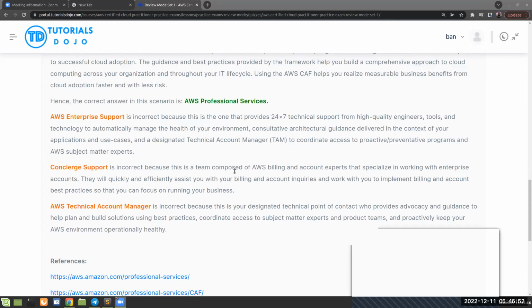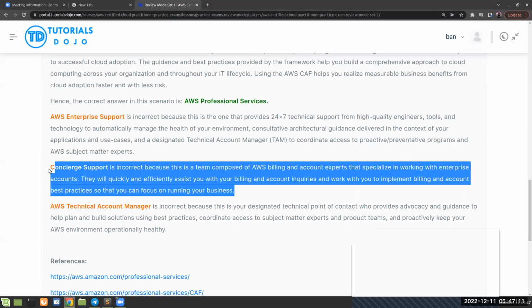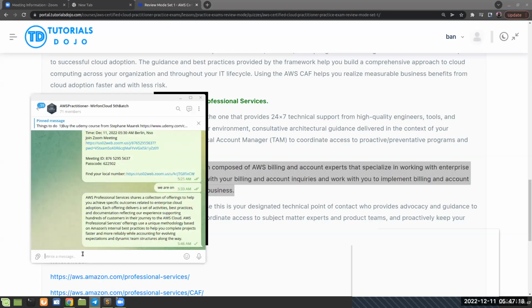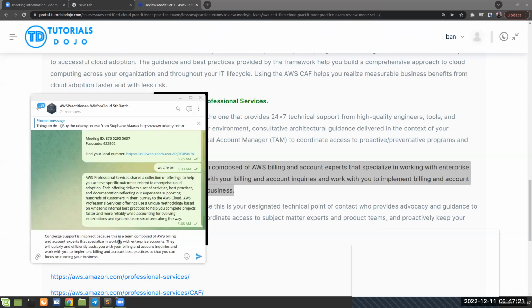So concierge support, as I say, is composed of AWS billing and account experts that specialize in working with enterprise accounts. They will quickly and efficiently assist you with your billing and account inquiries and work with you to implement billing and account best practices so that you can focus on running your business. Very good definition for everyone to remember in terms of what's concierge support. So I'm sharing that on chat.